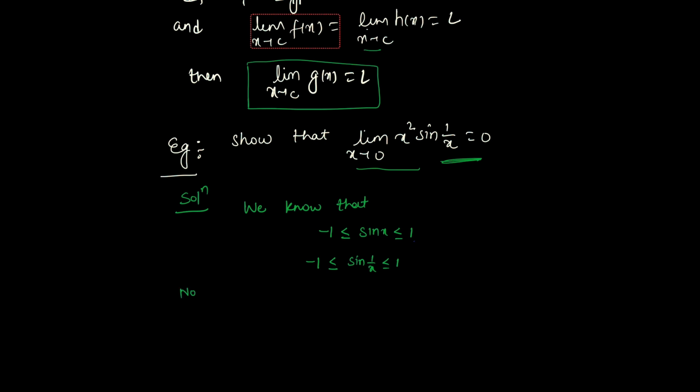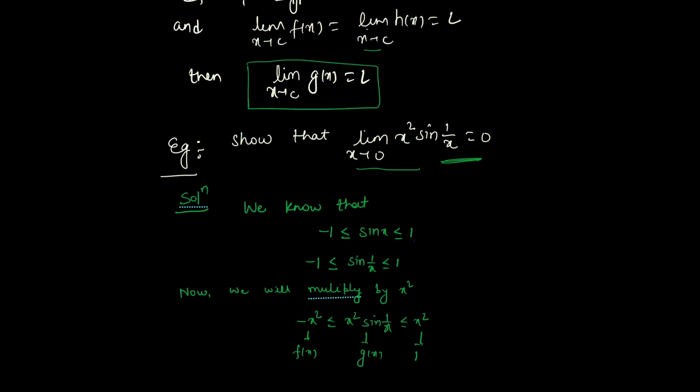Now we will multiply by x squared, so it becomes minus x squared less than or equal to x squared sine 1 by x less than or equal to x squared. Now we will compare: this becomes f(x), this becomes g(x), and this becomes h(x).